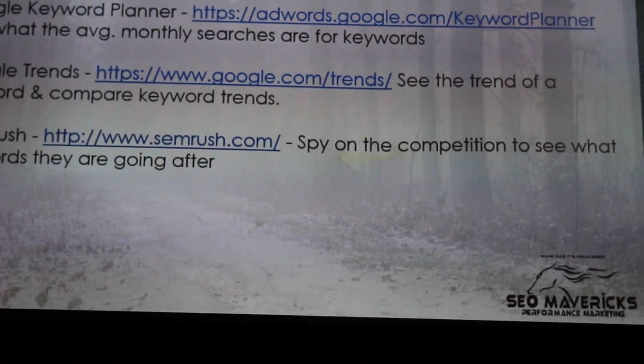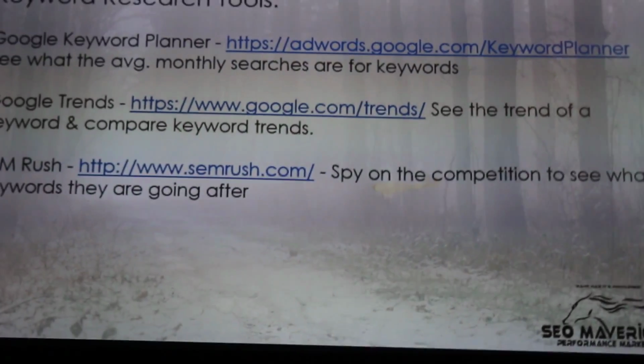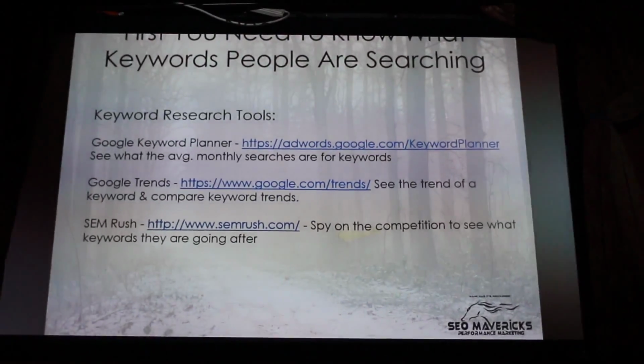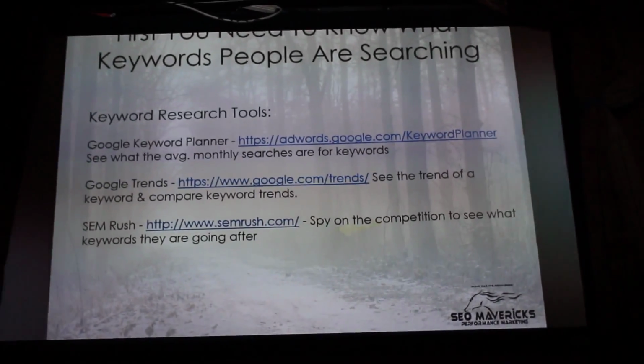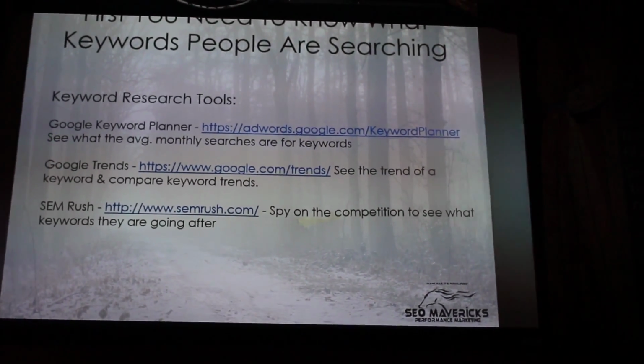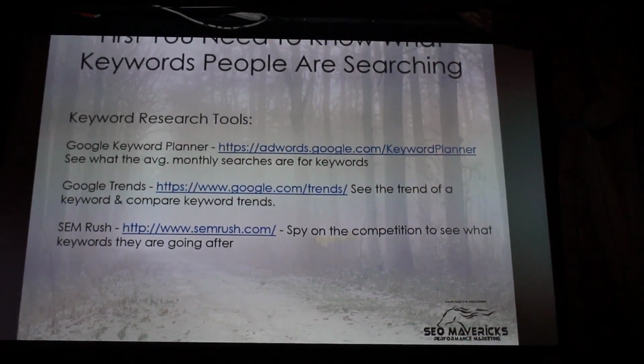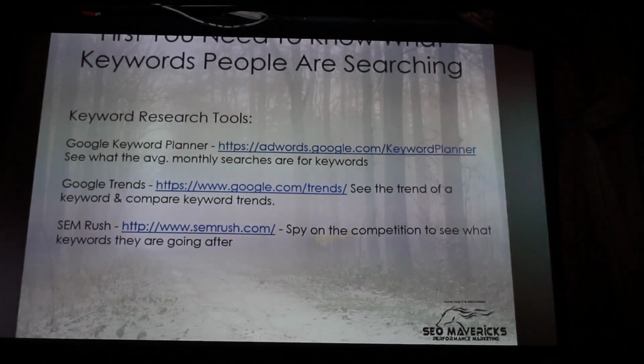So how do we do this? First, we need to know exactly what people are searching. We need to know what people are looking for when they're looking for our products and services. So we have to do some keyword research. Here are a couple of tools that we use for keyword research. These are just a few. There's tons and tons of tools out there.